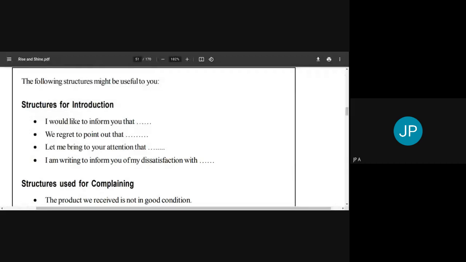If you look at those letters which we discussed, you can begin them in different ways. I would like to inform you that the photocopier is defective. We regret to point out that. Regret is another word which you may not be familiar with. Regret means sorry. So we are sorry to inform you, means khedam in Malayalam. Let me bring to your attention that the photocopier is defective. I am writing to inform you of my dissatisfaction with the product that you have delivered. So you can use any of these structures. We don't need to use all of these; we need to use any one of them. That is to begin the letter.